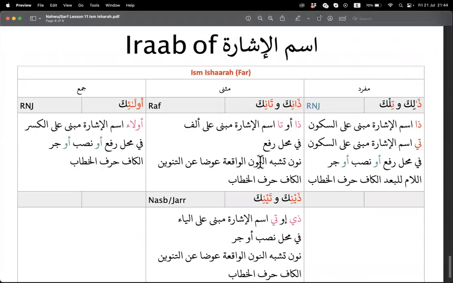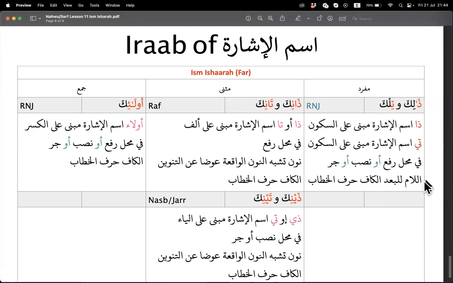The ones that are far, so dhalika and tilka. Okay, so the actual Ism Isyarah is the za for the masculine, ti with a ya for the feminine. Okay, so za and ti is our Ism Isyarah. Both are mabni ala sukun. And then you say fi mahali rafa or nasab or jar. Okay, and then this one you will always see in the Iraq book also.